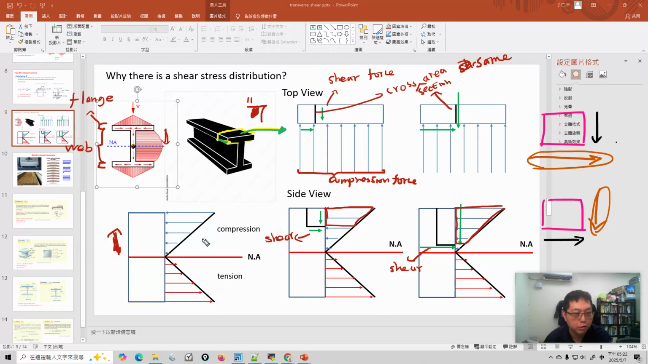You also need to know the concept that when we apply a load on a beam, tension force and compression force are generated. Using these forces to discuss each section, you will reach the conclusion that there must be a shear force distribution at the flange part and the web part. So here is the video. Hope you can understand.